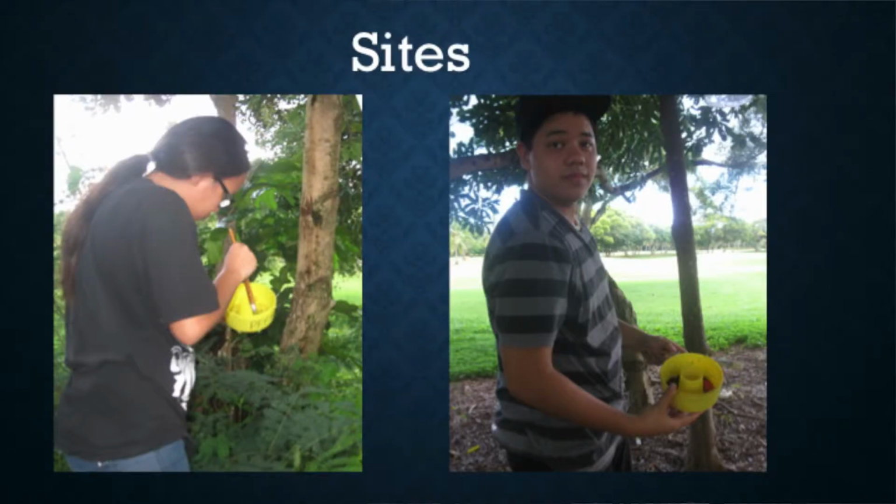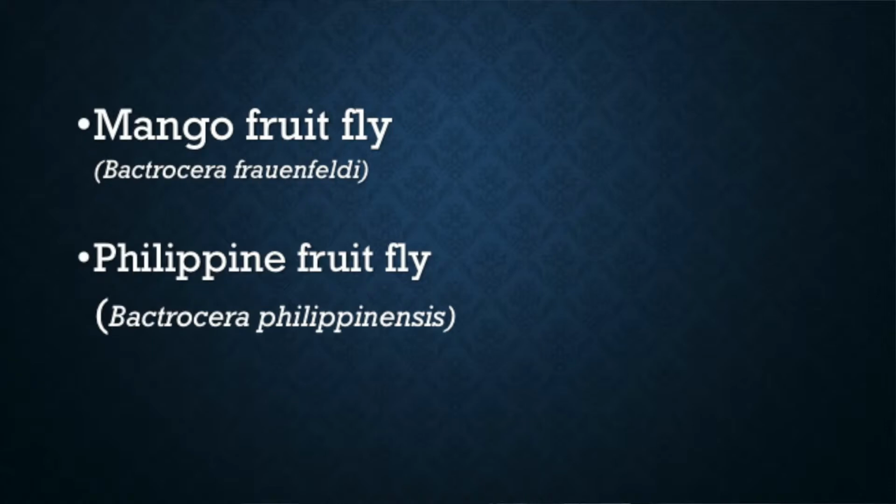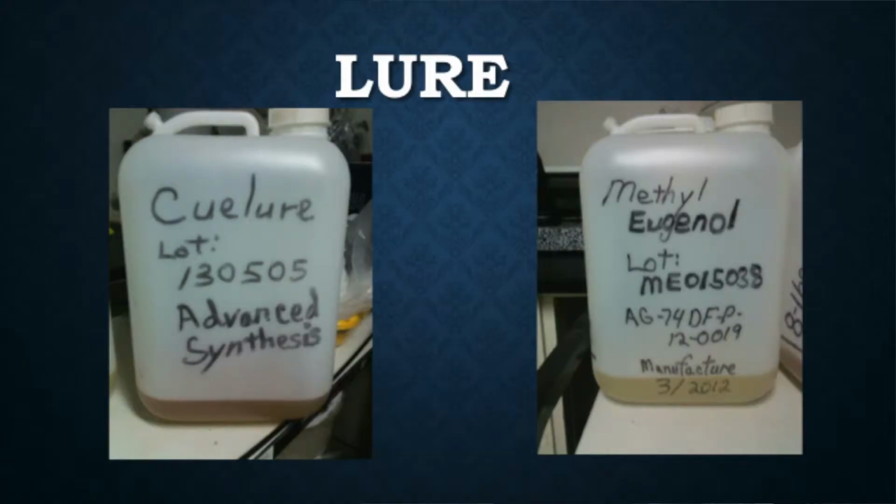We were targeting the mangrove fruit fly, scientifically known as Bactrocera frauenfeldi, and the Philippine fruit fly, scientifically known as Bactrocera philippinensis. Keep in mind that none of these flies are currently present in the CNMI, but we're taking early precautions because they do have them in some Micronesian islands such as Palau. As for our lure, we use Q lure for the mangrove fruit fly and methyl eugenol for the Philippine fruit fly.